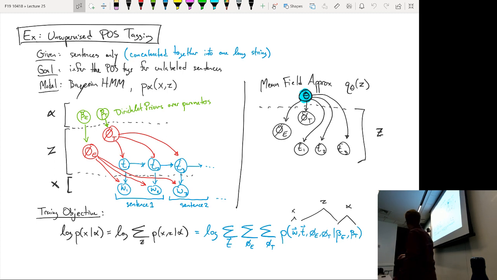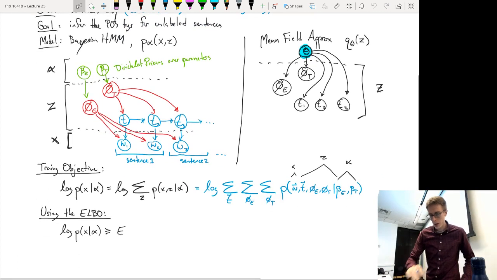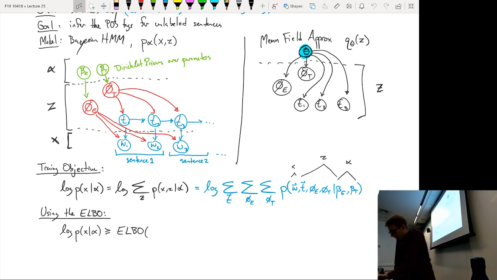Okay, so here's why. Because now, let's think about how would we actually optimize this training objective? Well, what if we used the ELBO. Remember, we said that we can't directly work with this quantity. It's intractable, but the ELBO provides a lower bound for it. So the log probability of x given alpha is lower bounded by the ELBO of q, where the ELBO of q is just an expectation under q theta of, this should be familiar, the log probability under alpha of x and z, minus the expectation under q theta of log q theta of z.